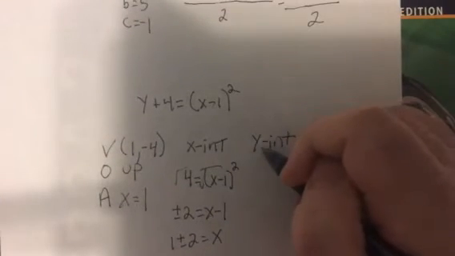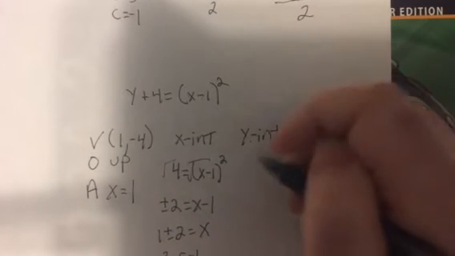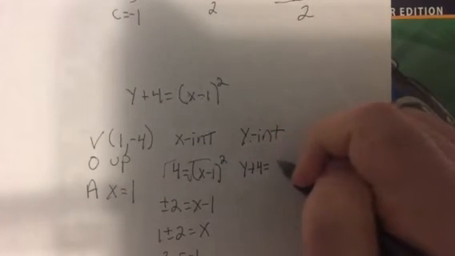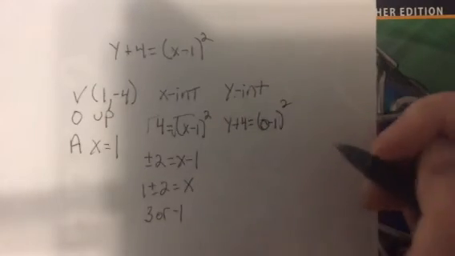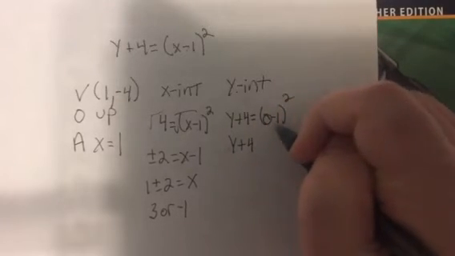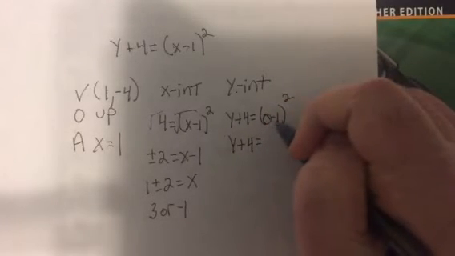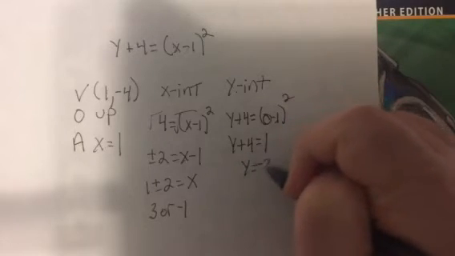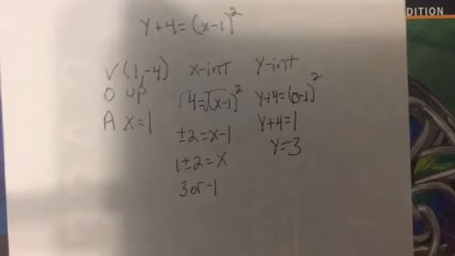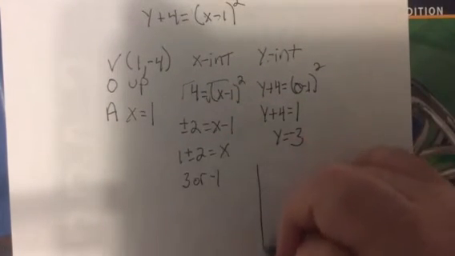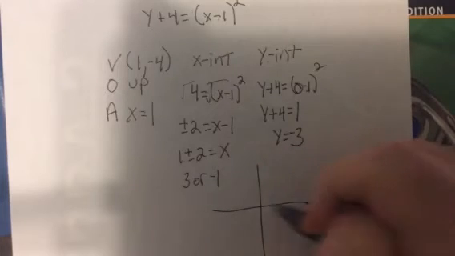The y-intercept, you put 0 in for x. So y plus 4 equals 0 minus 1 squared. I'm not awake yet. So y plus 4 equals, 0 minus 1 is -1, squared is 1. Subtract 4. Now we're going to put all this together. So we've done all this before. It's just a matter of putting it together now.